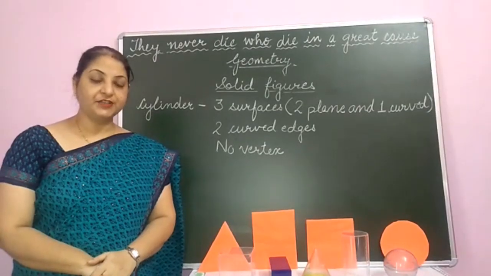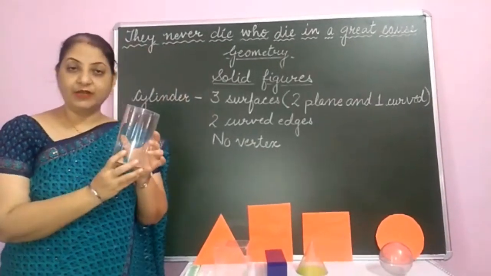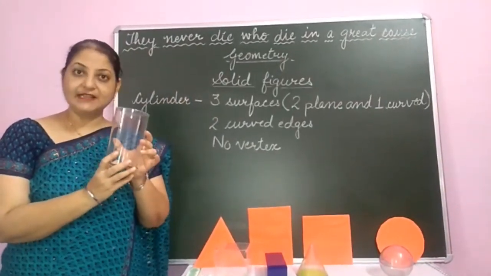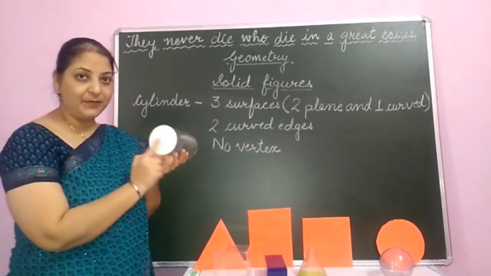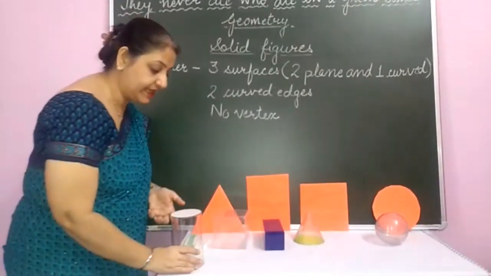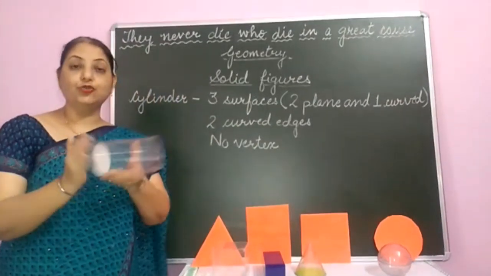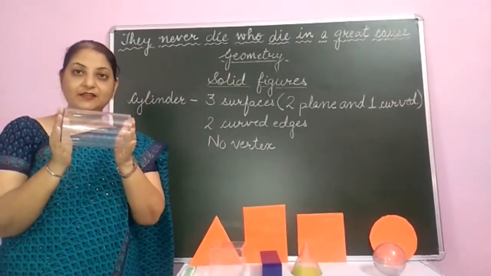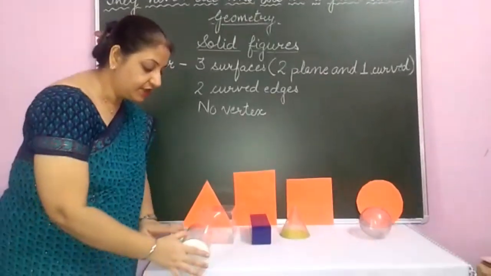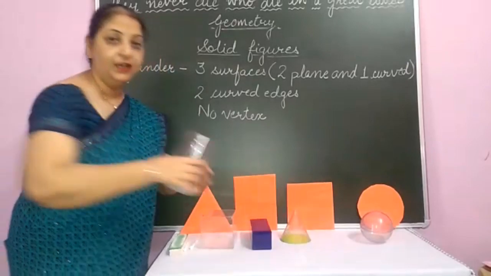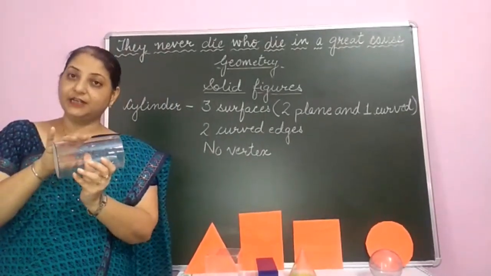Now the fourth solid shape which we have to learn is cylinder. Children, this shape is known as cylinder. See its faces or surfaces. It has two plane surfaces. This is a plane surface and this is a plane surface. It can slide. It is not rolling down. So it has two plane surfaces, whereas between these two plane surfaces, this surface is a curved surface. It is rolling. See, this is rolling. So it has overall three surfaces, two plane surfaces and one curved surface.